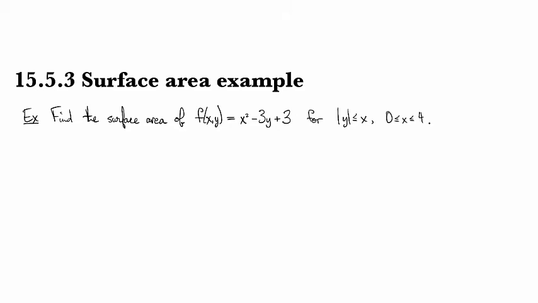In this clip, we're going to do an example calculation for finding the surface area of this function here, x squared minus 3y plus 3, over this domain where the absolute value of y is less than or equal to x, and x ranges from 0 to 4.